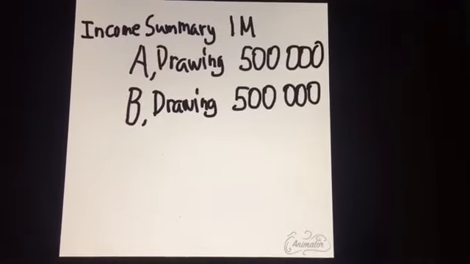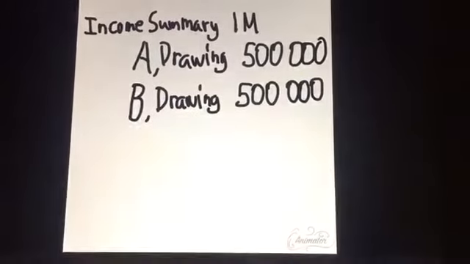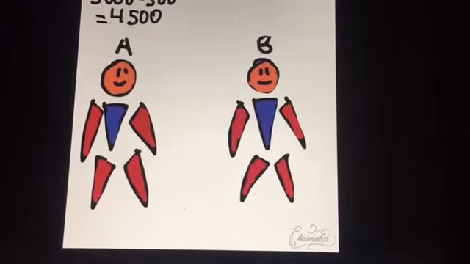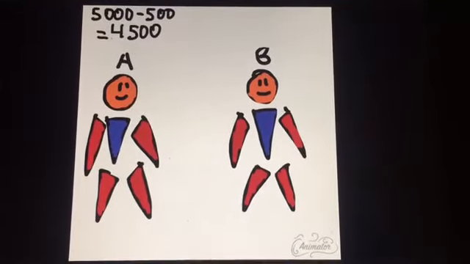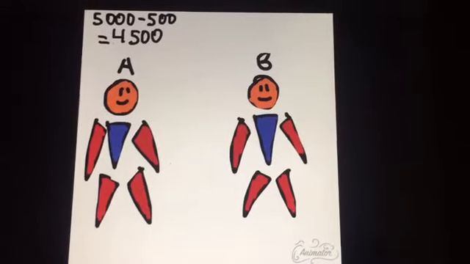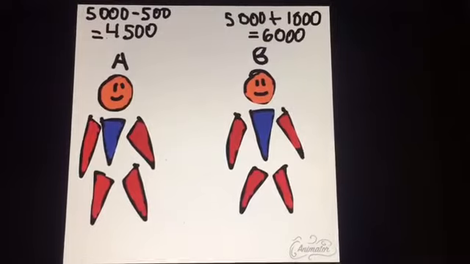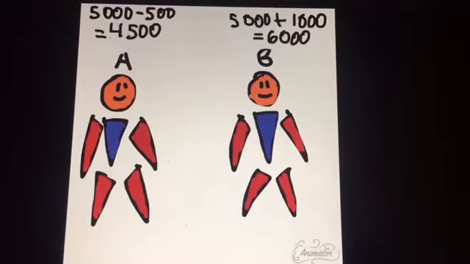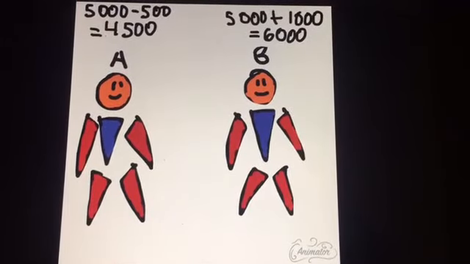Moving on to the next scenario, let's say they agree to divide it based on the ending capital balance. So the ending capital balance of A would be $5,000 minus his withdrawal of $500. So the ending balance would be $4,500. And as for B, we just add the first investment of $5,000 and the one he won amounting to $1,000, which would lead to a result of $6,000. So the total ending capital would be $10,500.